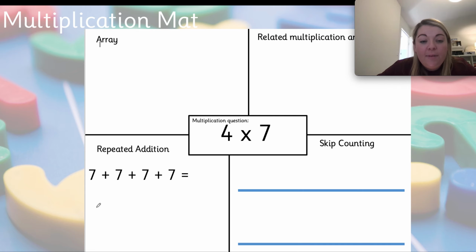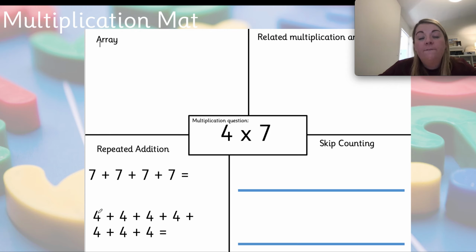So I've started with my repeated addition first. 4 groups of 7 means 7 add 7 add 7 add 7. Adding 7 4 times. Or 4 groups of 7 is the same as saying 7 groups of 4. So I could add my 4s 7 times instead. I might be more confident with that. So you can skip count. You could use 100 square to track your skip count and work that answer out. That's up to you.